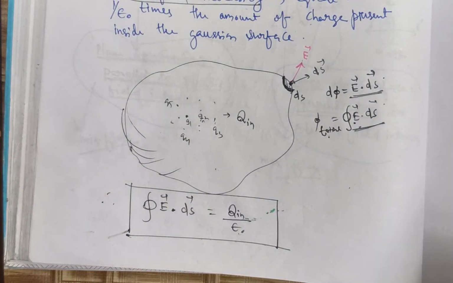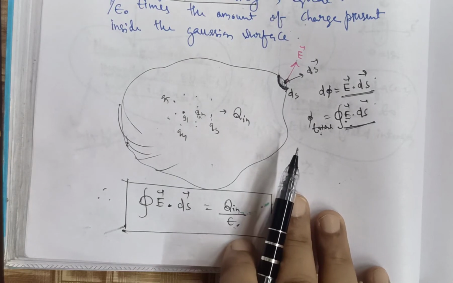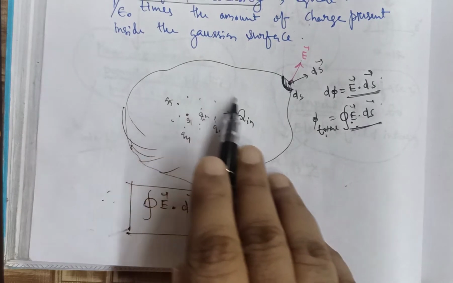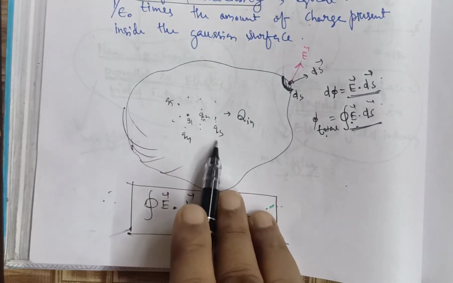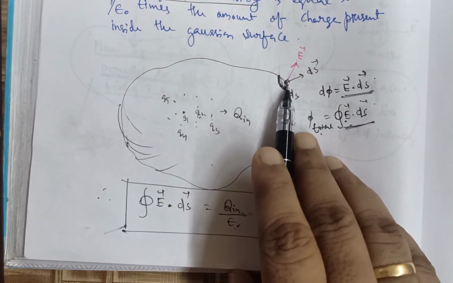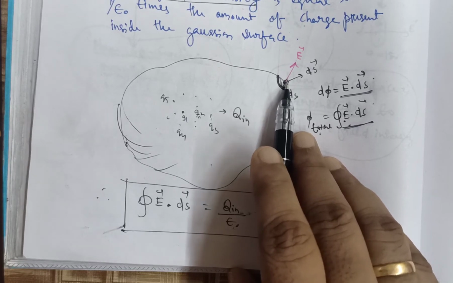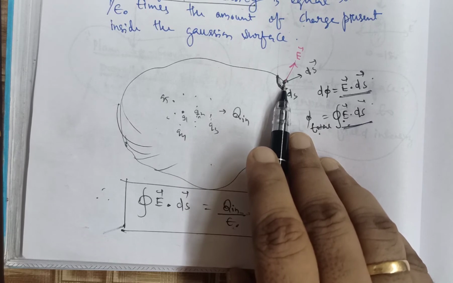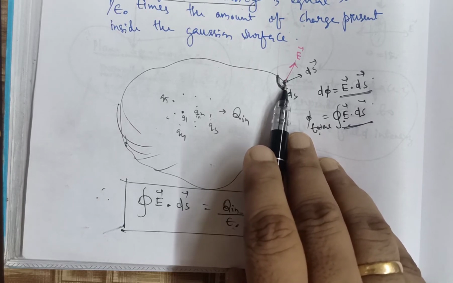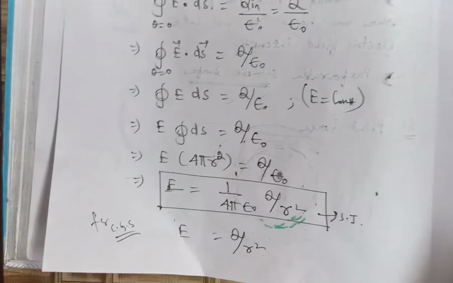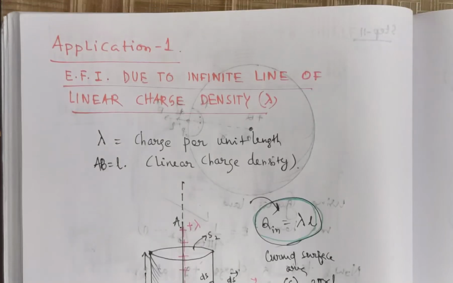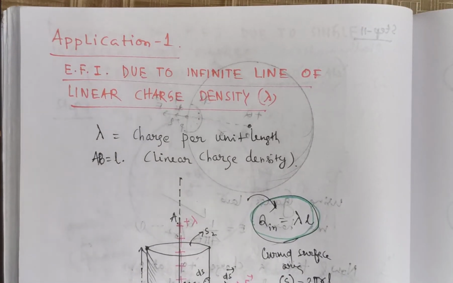The steps we have to follow when we calculate the electric field intensity: first take the distribution of charges given in the problem, then choose the point where we have to calculate the intensity, then choose a Gaussian surface that should touch this point. The first application is to calculate the electric field intensity due to an infinite line.